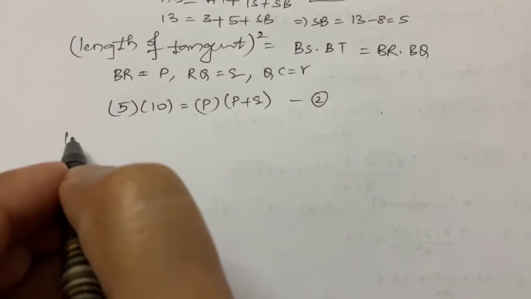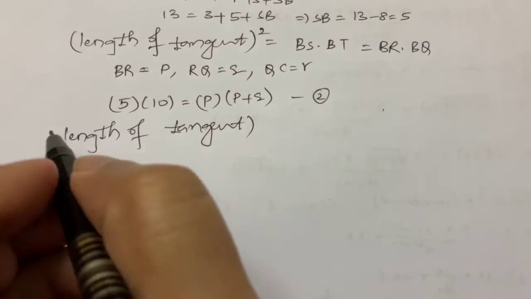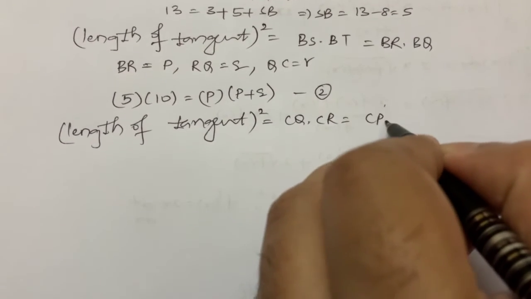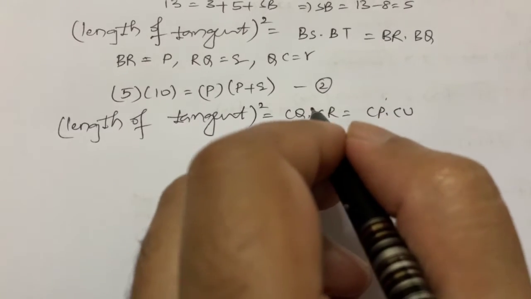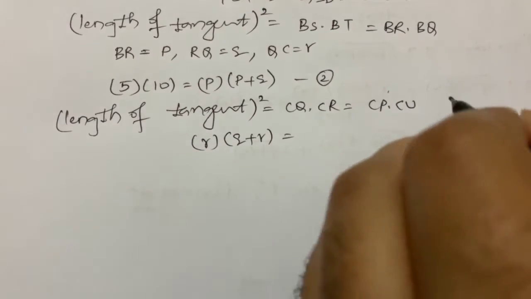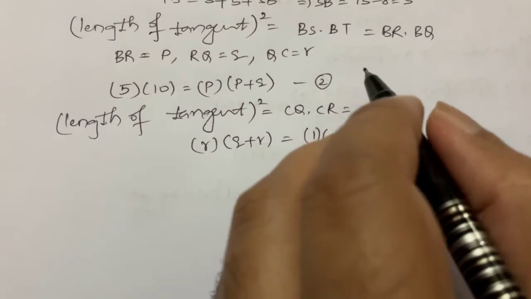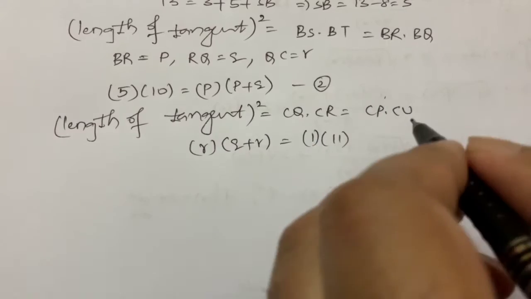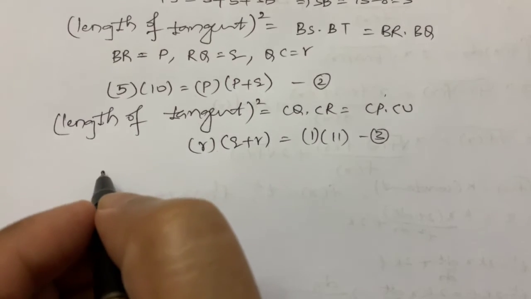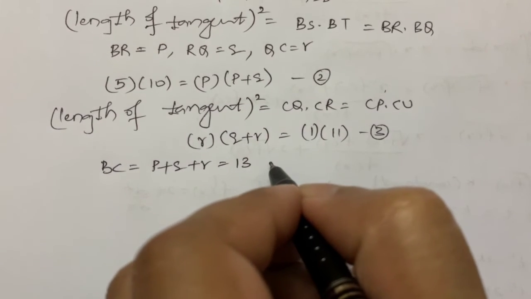And then again from C, the length of tangent squared is equal to CQ into CR, which is the same as CP into CU. CQ we are assuming as R. CR is Q plus R, which is equal to CP, given as 1, times CU, which is CP plus PU, which is 11. So this is equation 3. Using 2 and 3 we have to solve. BC is equal to P plus Q plus R, so P plus Q plus R is equal to 13.